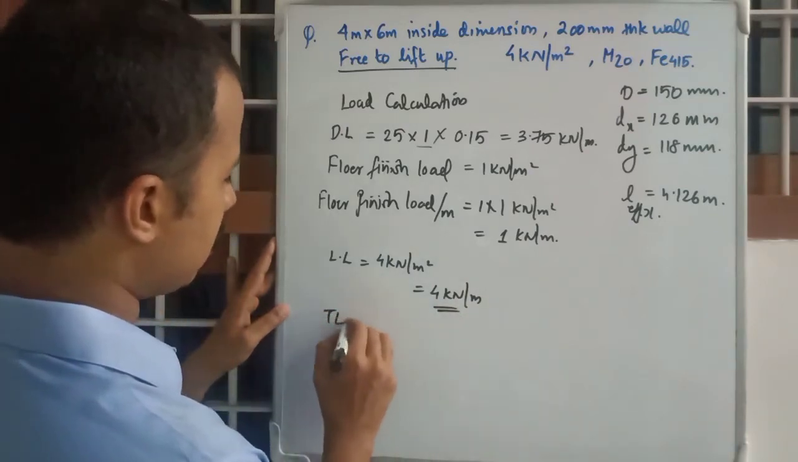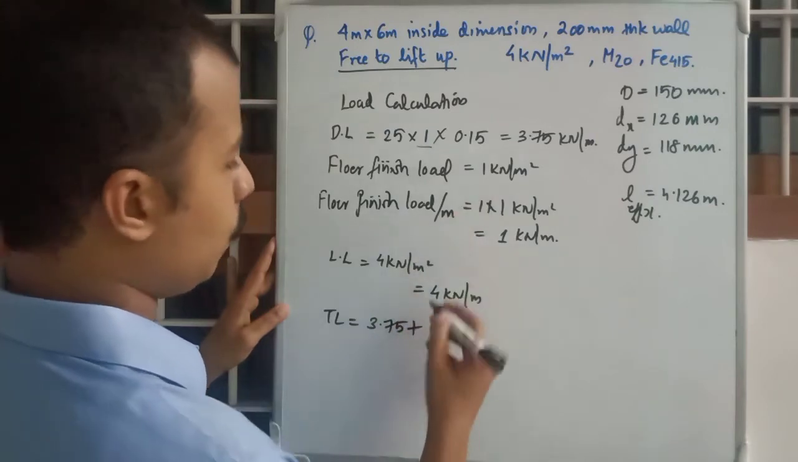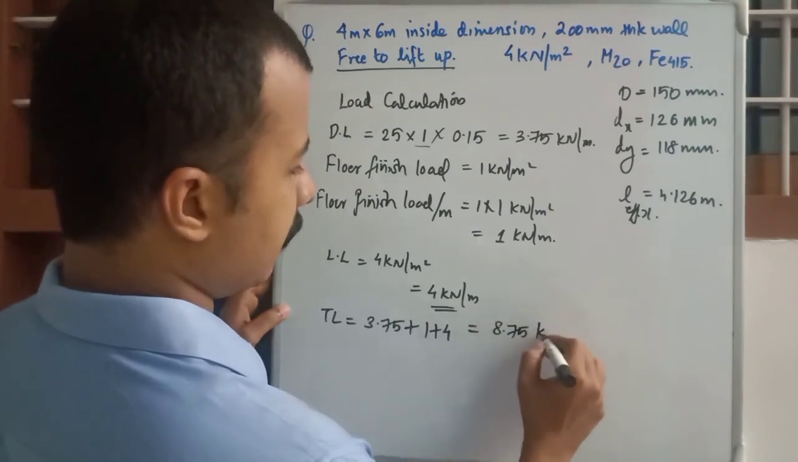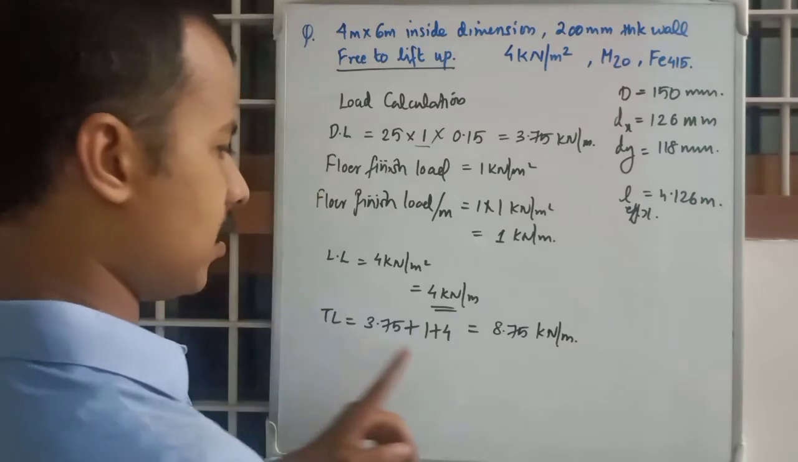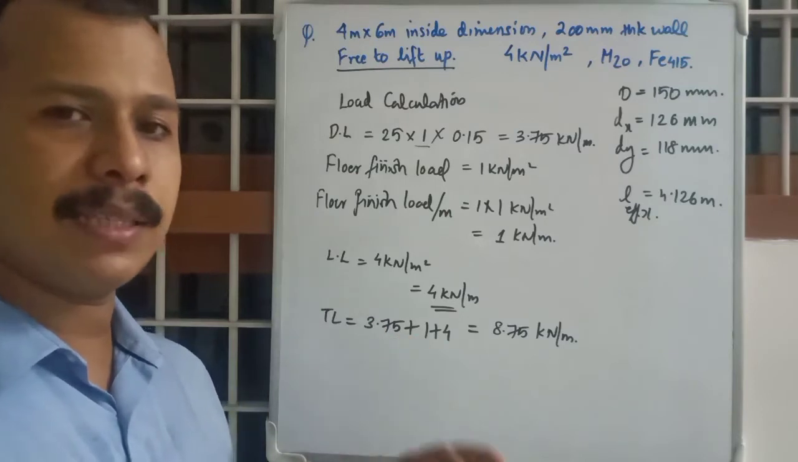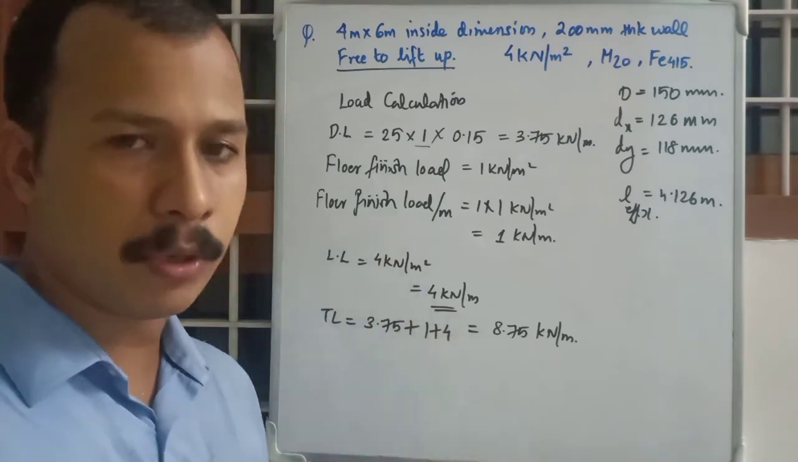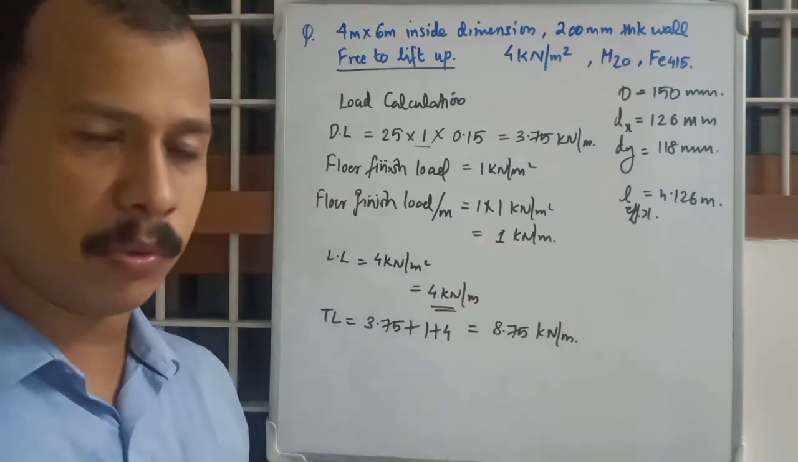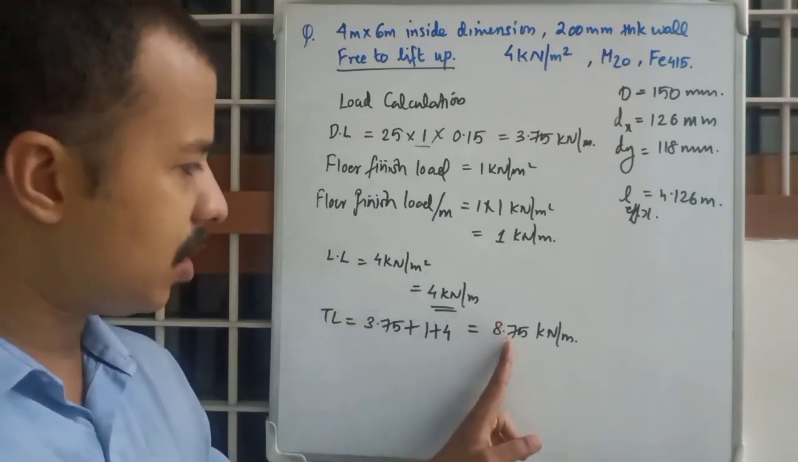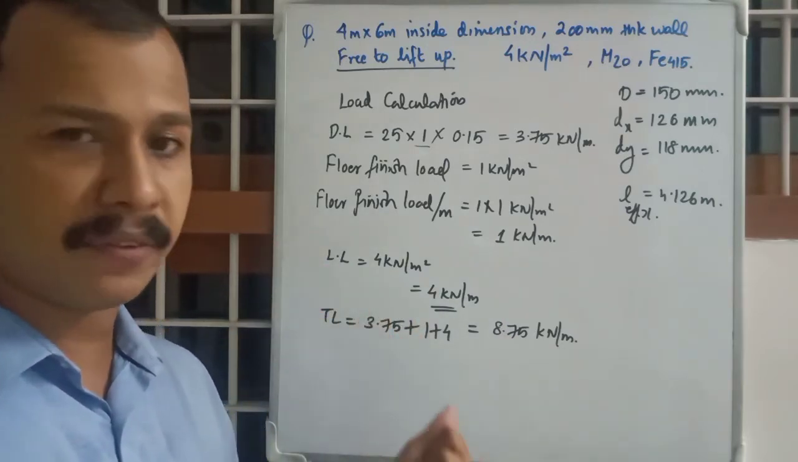So total load is 3.75 plus 1 plus 4, that is 8.75 kilonewton per meter. That is the total load. Okay, so in previous cases, in one-way slab or beams or anything, we would calculate the bending moment equation, substituting this load into it. But in two-way slabs, we take a different approach. We will take this load and multiply it with the factor 1.5 to get factored load, not factored moment.